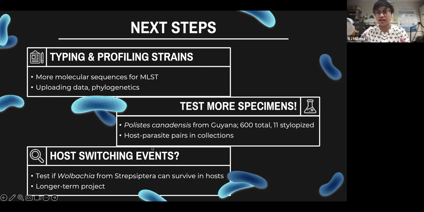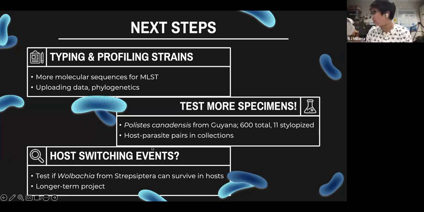And then as another project that'll happen this summer, we're going to test more specimens for Wolbachia associations between the Strepsiptera and the host, seeing if they have Wolbachia, and then if the Wolbachia is the same, just the same project. Specifically, I want to do this in Polistes canadensis. I caught 600 total specimens of that in Guyana in September last year. And we caught about 600 because I suited up in a bee suit and went into an abandoned building and knocked around wasp nests until the net was full. And we caught 11, perhaps, stylopized. So we want to check with this very robust data set if only those 11 have Wolbachia in them.